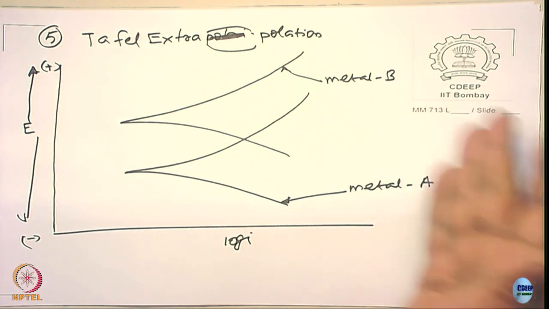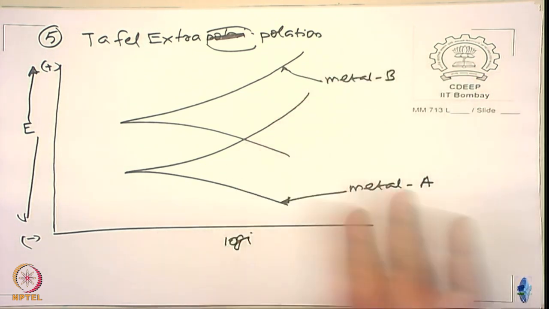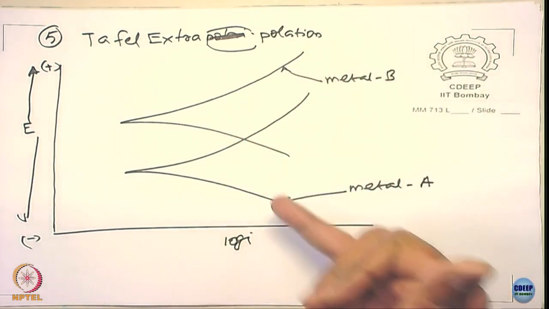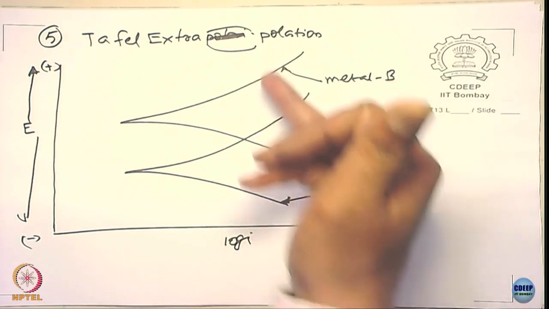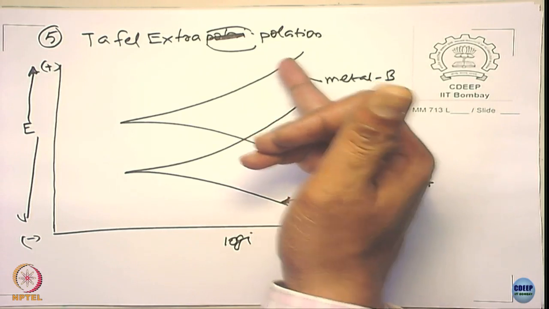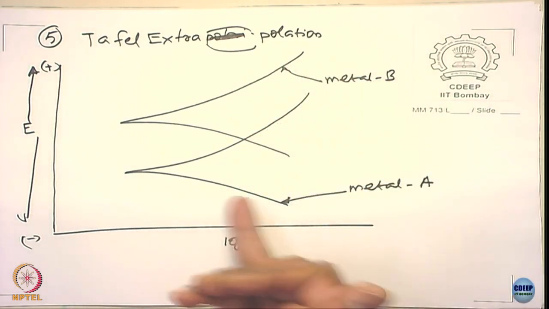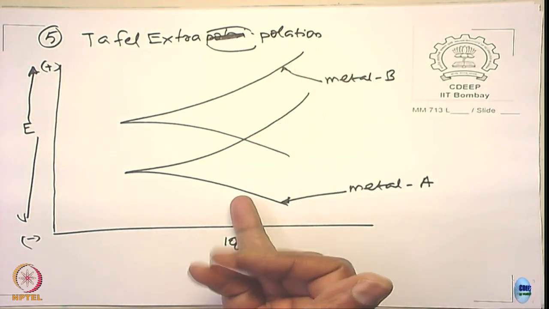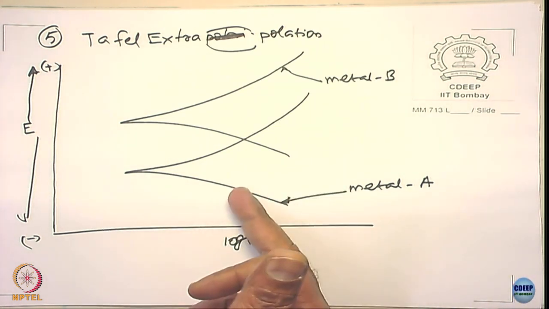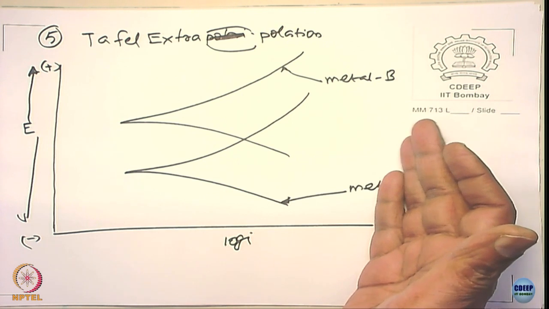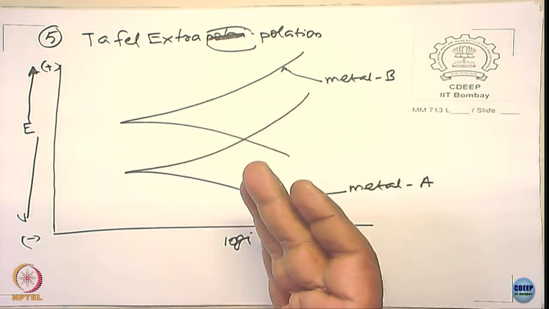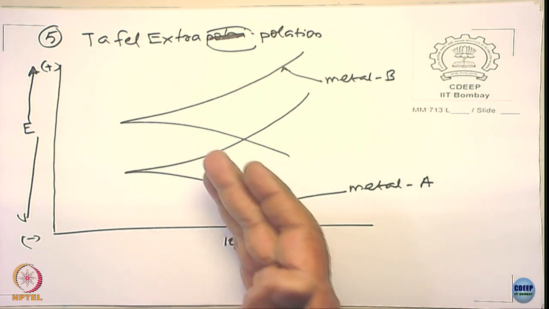In this case, metal A is the anode here, and this is the cathode, right? It's a cathode here, an anode here. So, you multiply this by 100 times, it moves here. If the anode is 100 times larger in size, then you multiply this current by 100 times, and you start moving up here.